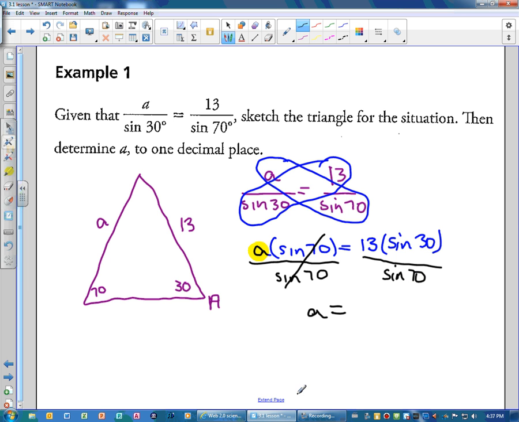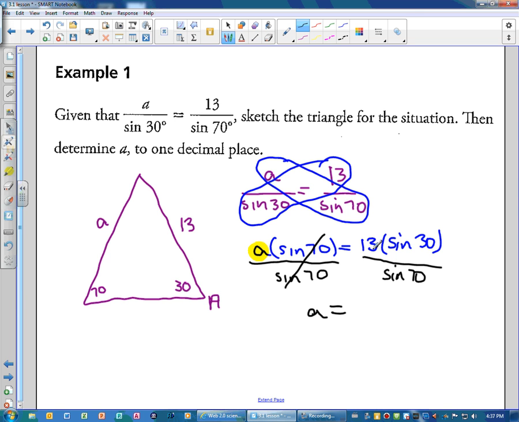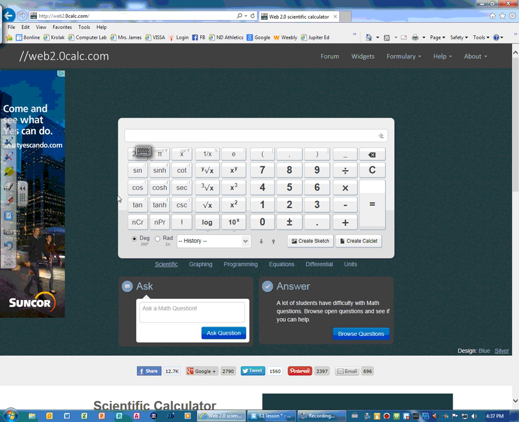So I actually found this cool online calculator. It's web2.0calc.com. If you don't have a calculator, you could use it. So we are going to take 13, multiply it by the sine of 30 and divide it by the sine of 70. So on this online calculator, or use the calculator you have, take 13, multiply it by the sine of 30. Make sure you always close that bracket, and then at this point, press enter. So that's 13 times the sine of 30, and I'm going to divide it by the sine of 70.